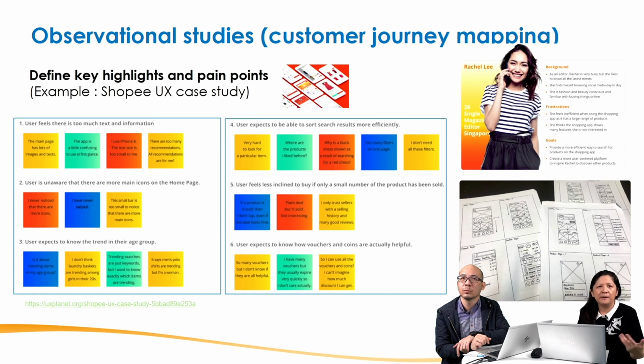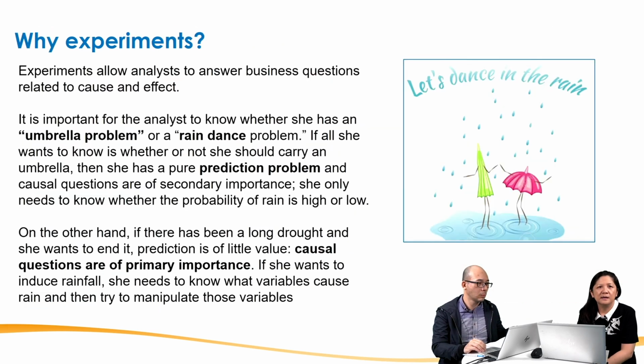So some of these pain points are uncovered during the observational studies, which can then be used to improve and develop new online products and mobile applications more efficiently.